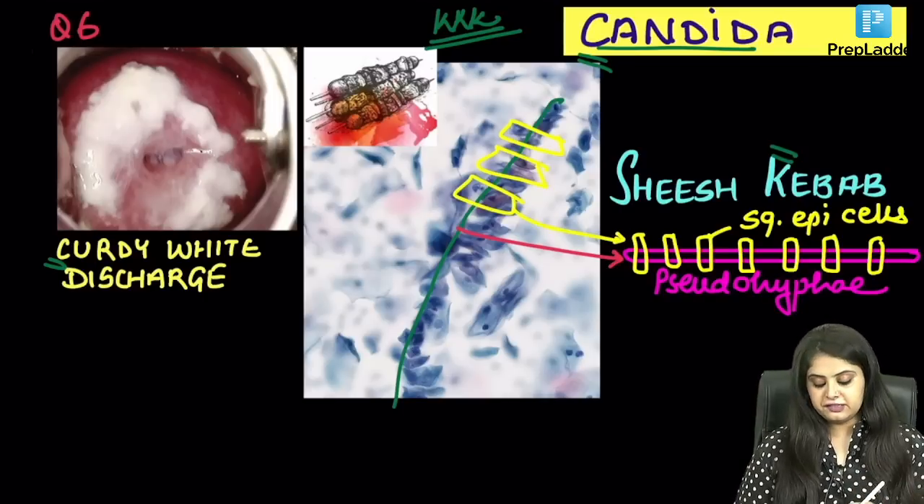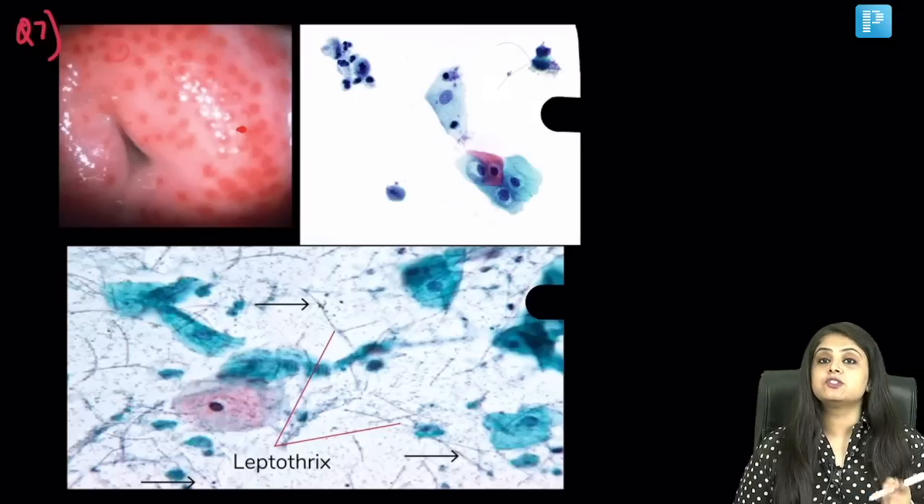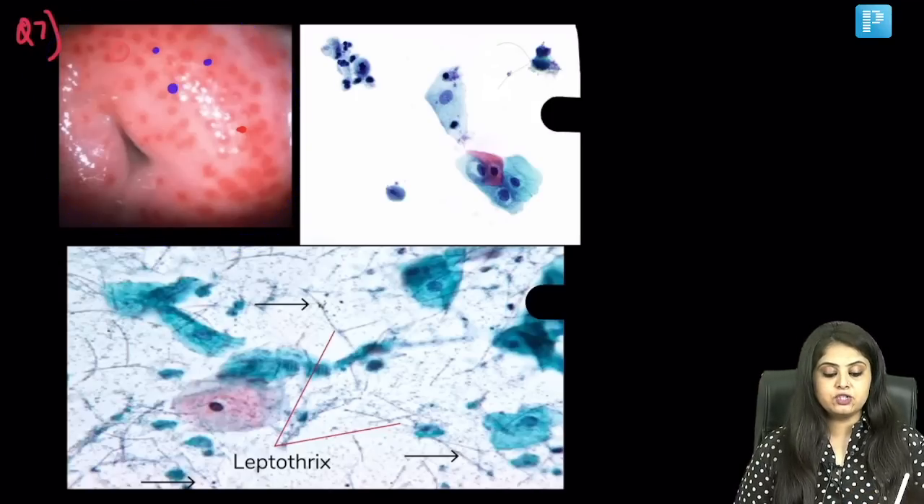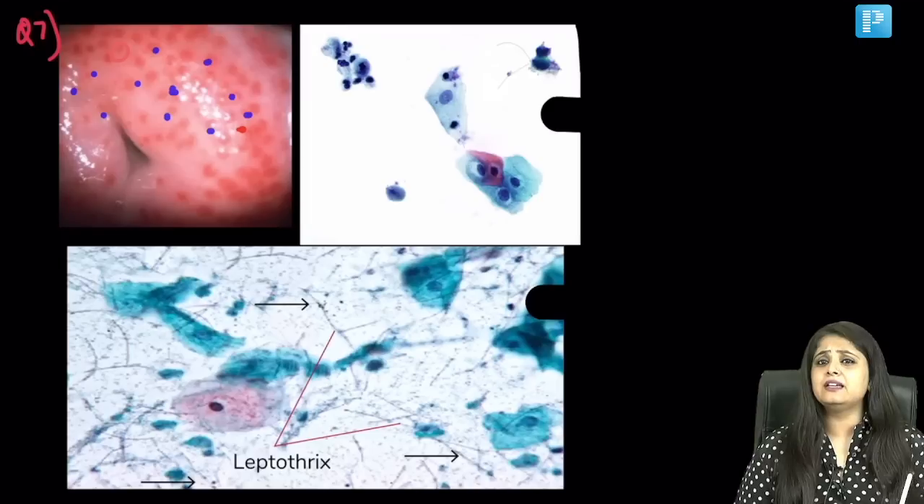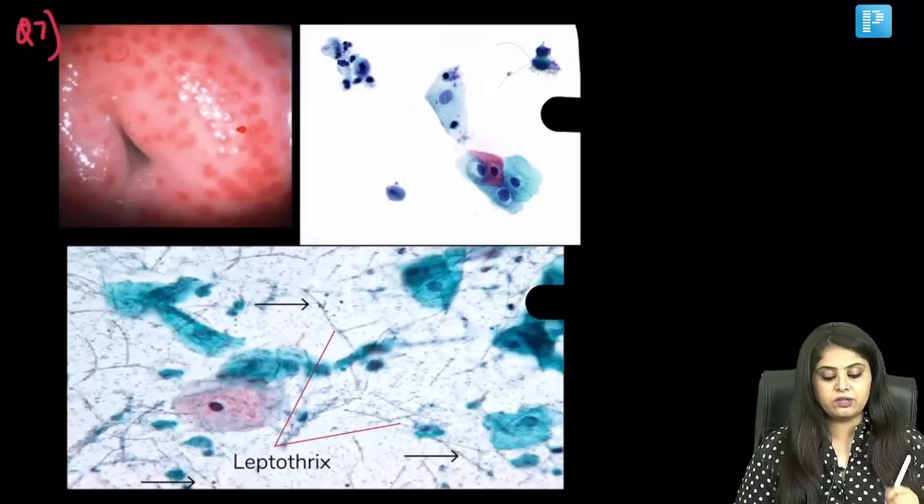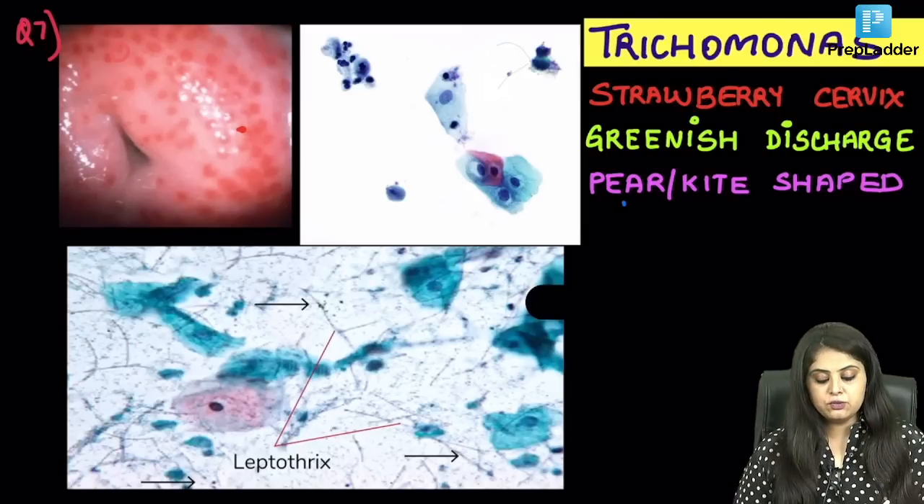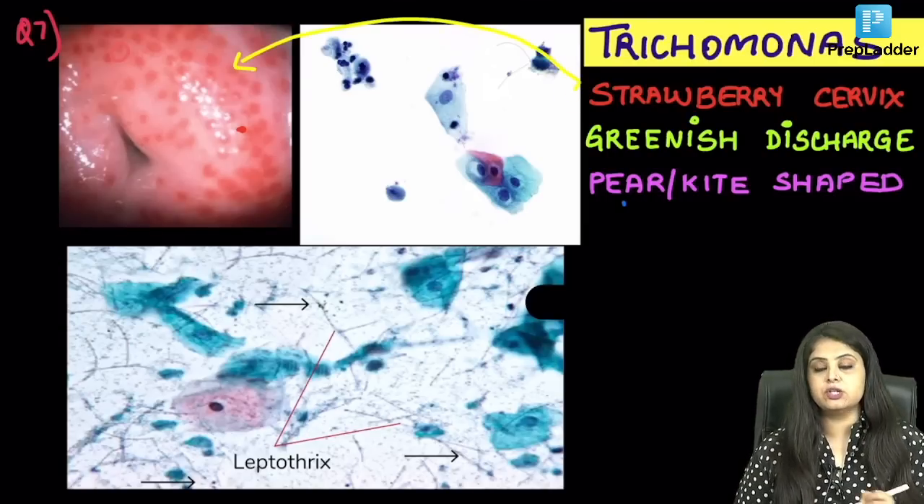That was question 6. Now let's see if you can pick up question 7, which is again a pap smear. The first photo that I have is a colposcopic examination. The cervix is looking very angry, because of red color dots. That is to do with strawberry cervix. I hope you could identify this is a case of trichomonas. So the first thing that you see over here is the strawberry cervix, which is beautifully shown in this picture. The female always comes with a greenish color discharge.